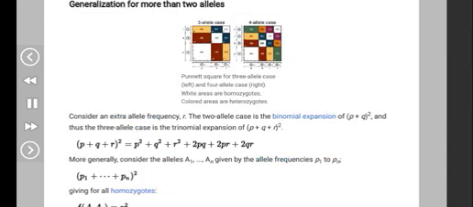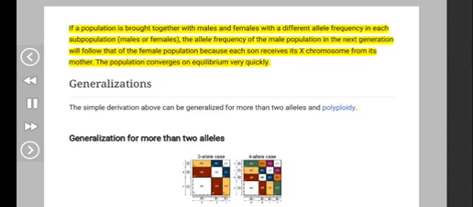If the population of males and females has a different allele frequency in each subpopulation, the allele frequency of the male population in the next generation will follow that of the female population because each son receives its X chromosome from its mother. The population converges on equilibrium very quickly.